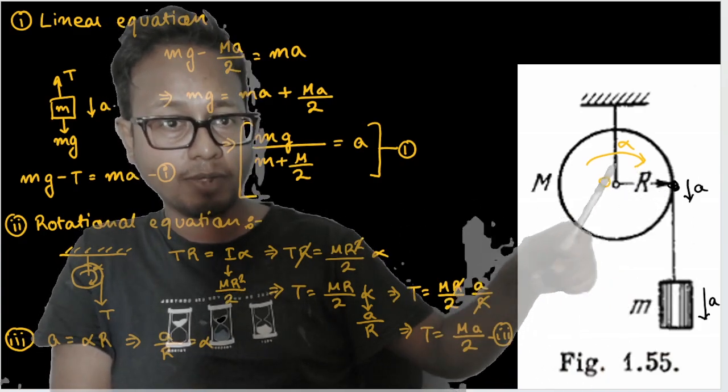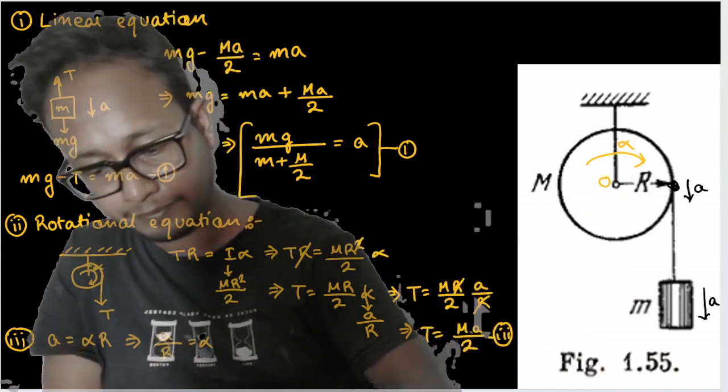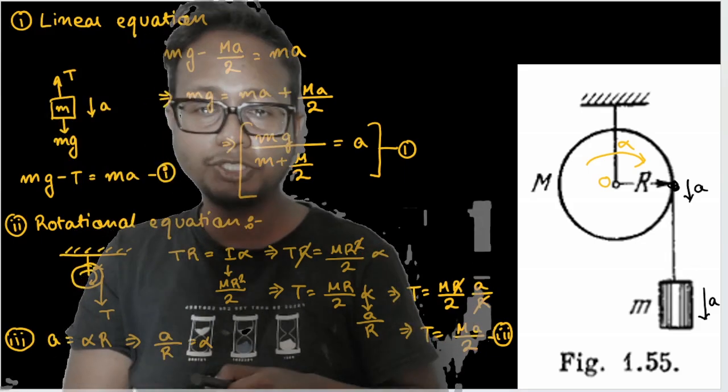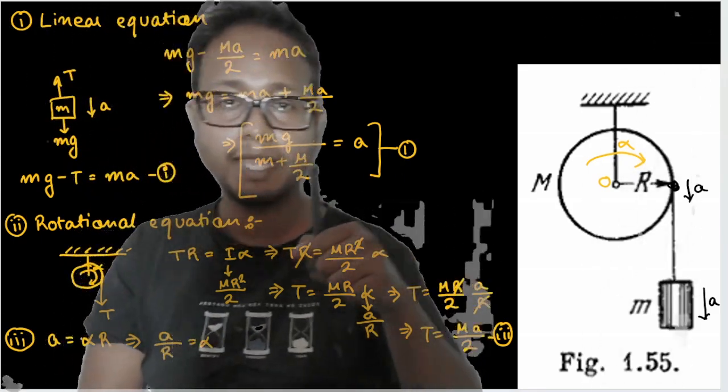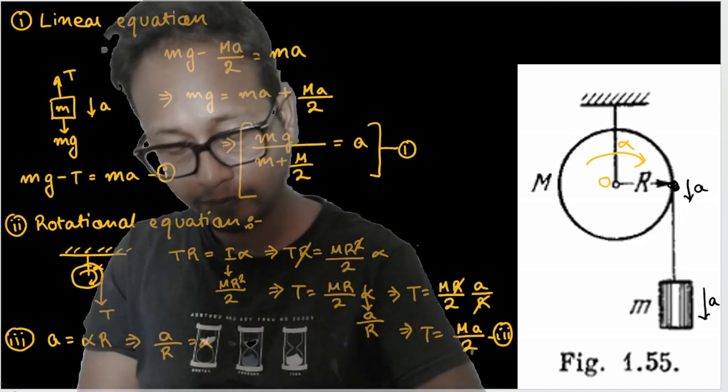So can I find out the value of angular acceleration alpha? Of course I can. Alpha is equal to how much? A by r, isn't it? See, alpha is equal to A by r. So out here, what is the value of A? Mg divided by M plus capital M by 2.